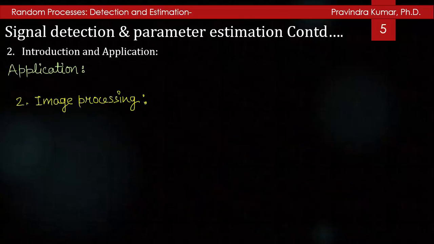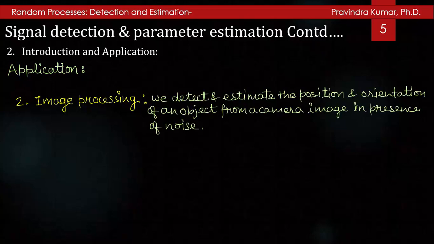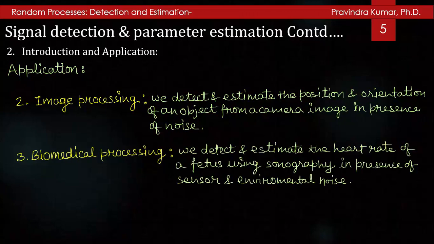And another example is image processing. In this, we detect and estimate the position and orientation of an object from a camera image in presence of noise. It is necessary when using a robot to pick up an object. And another application is biomedical processing, where we detect and estimate the heart rate of the fetus using sonography during pregnancy in presence of sensor and environmental noise.